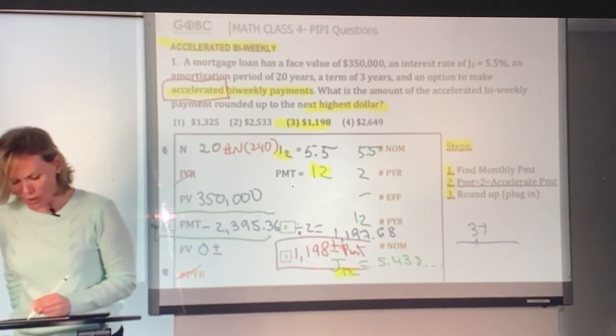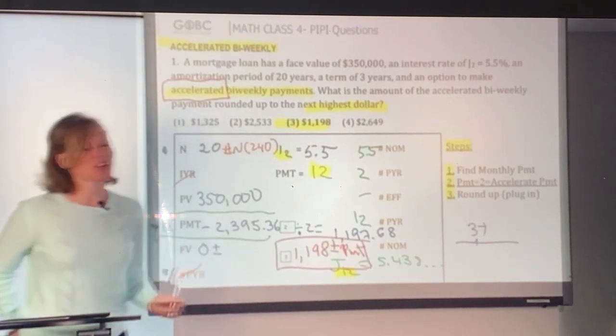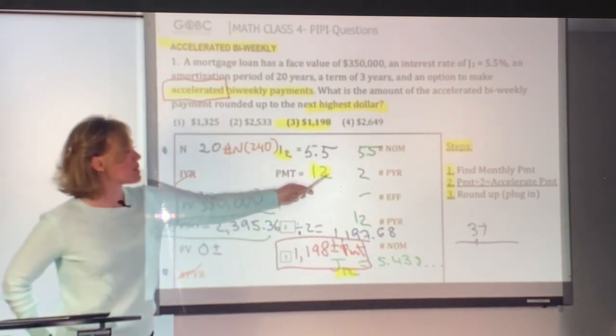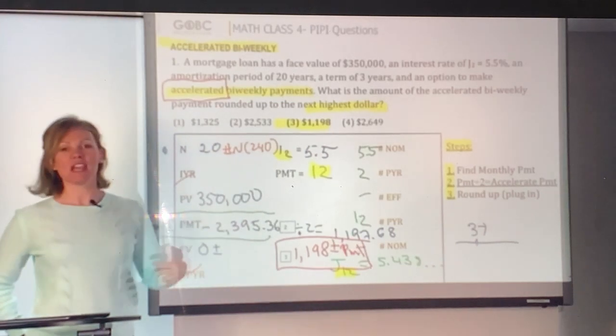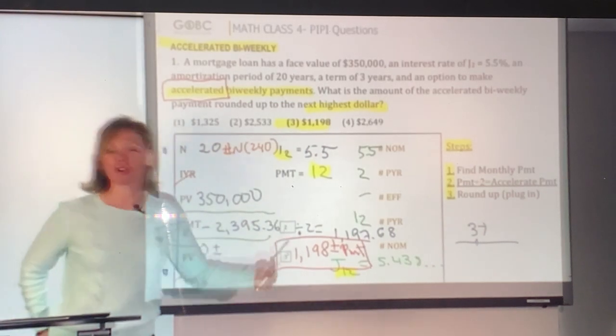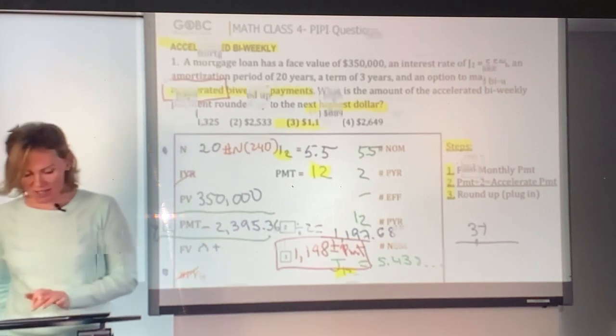Okay, so this is all they want you to do. This is an easy question. It's not a complicated question. The only thing is to remember that payments are still monthly. You find the monthly payments, then you accelerate that payment. Basically, you make more of those payments a year. So let's do another question like this.